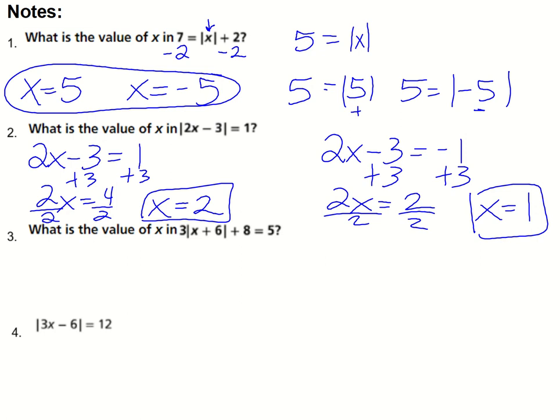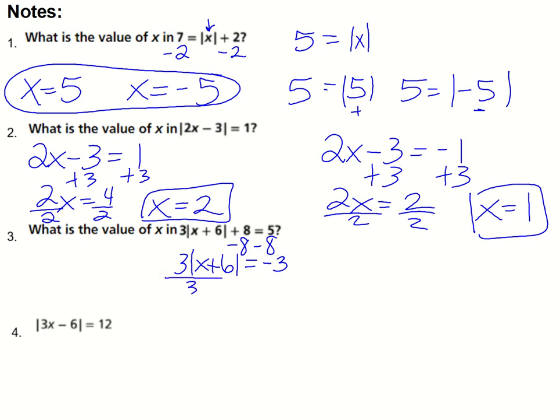So again, the whole goal is to get the absolute value by itself. Right now it is not. So I'm gonna first subtract 8. Remember, these are inverse operations, so I need to do inverse order of operations. So I'm gonna subtract first. 5 subtract 8 is -3, right?